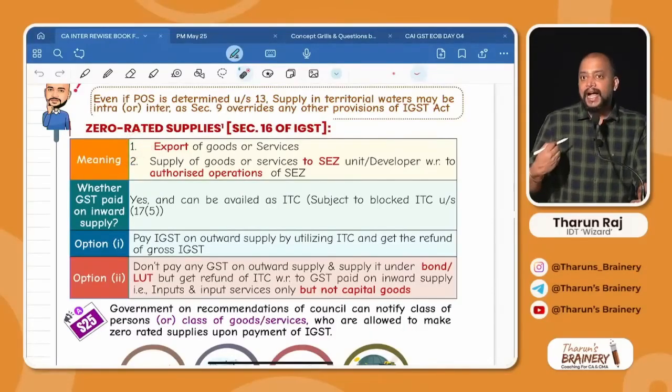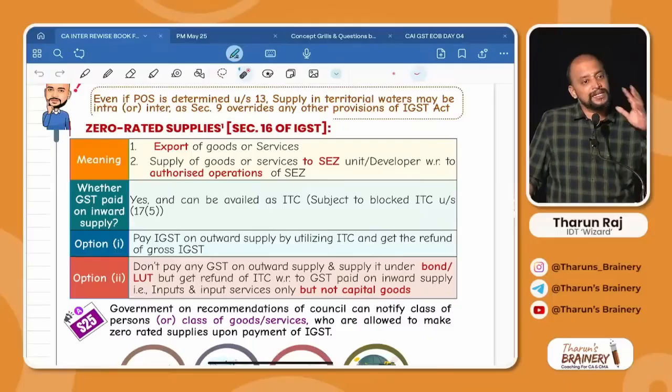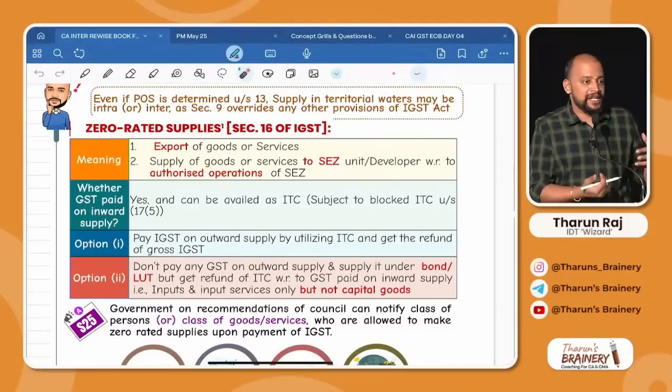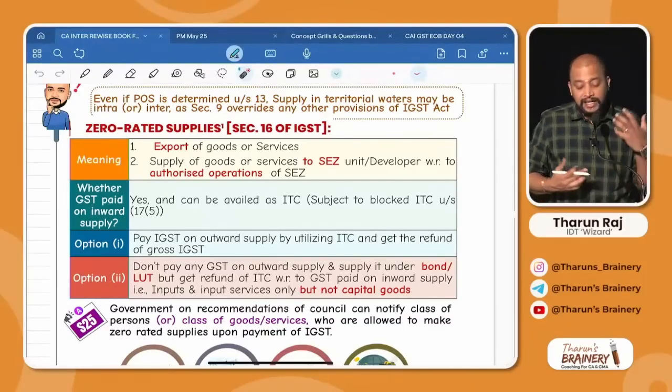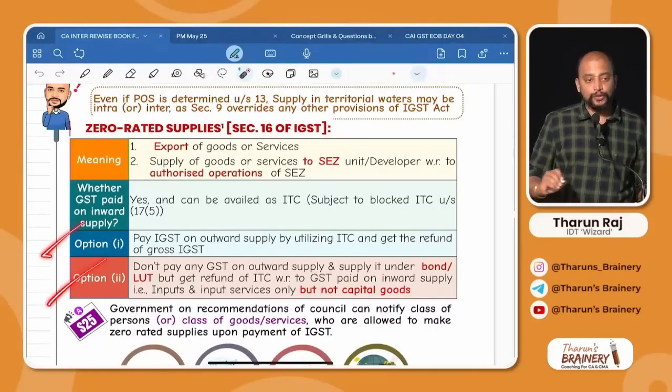Now, can I take ITC on my inward supply when my outward supply is zero rated? Yes, just now I told you zero rated supplies are categorized as what for ITC purpose? Taxable, which means can I take ITC on my inward supply? Yes. For example, I am exporting some goods and for that goods I purchase raw material. Can I take ITC on the raw material? Of course, yes. I can take ITC on the raw material, but that is subject to blocked ITC. I can take, definitely I can take. If it is blocked ITC, I cannot take, but otherwise I can take. Now I have two options.